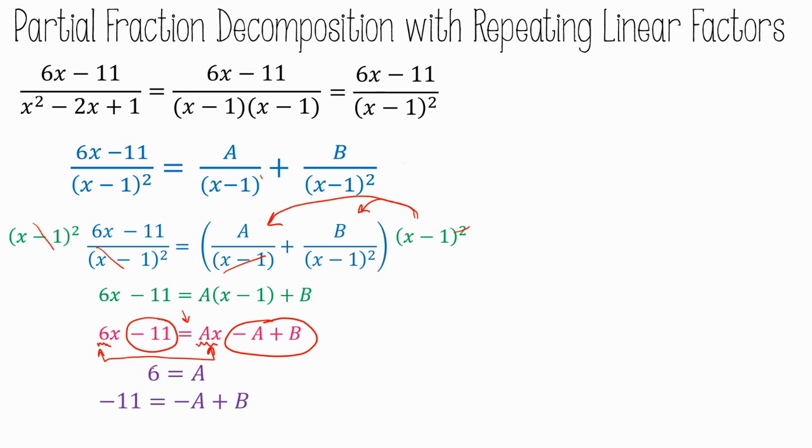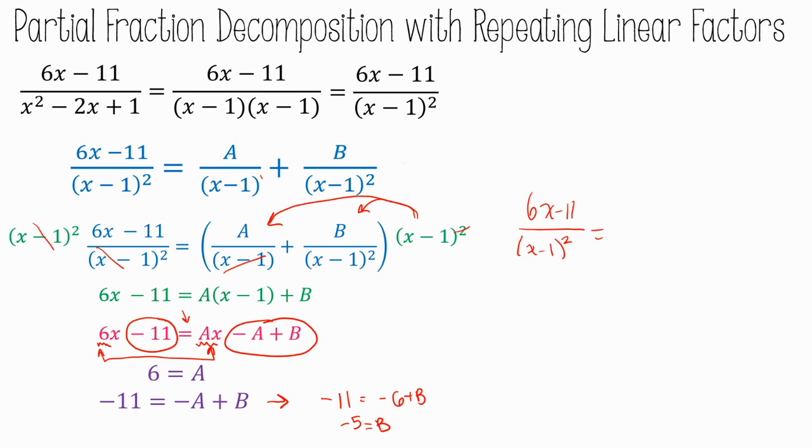So now with substitution, I can plug this in. So I have negative 11 equals negative 6 plus b. Add 6 over, and we will get negative 5 equals b. Again, we are not done. So our final step, our final answer, you can write it, you could write from the original, you could write from here, it doesn't matter.